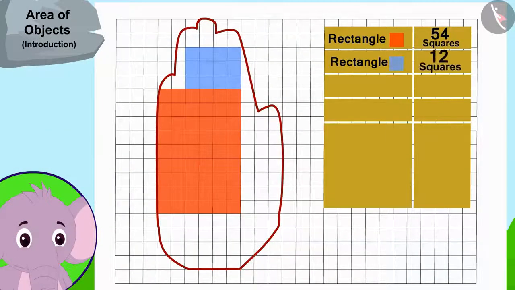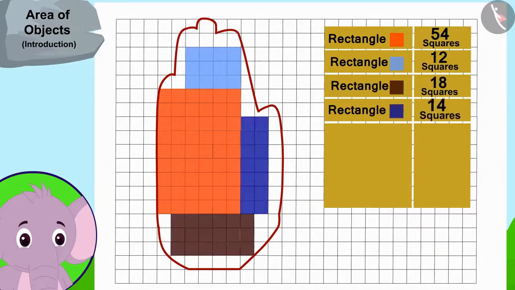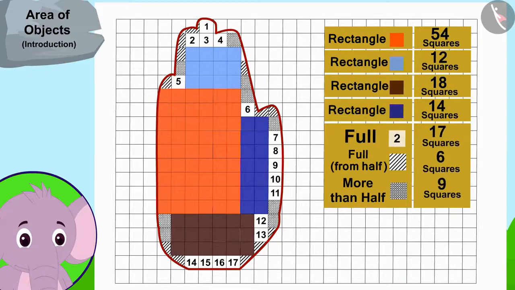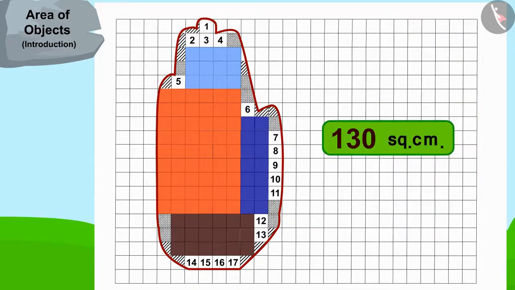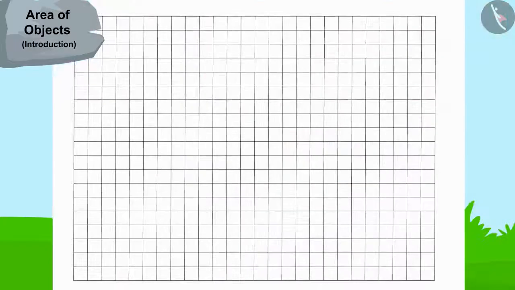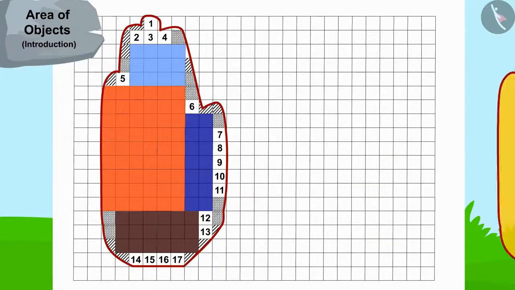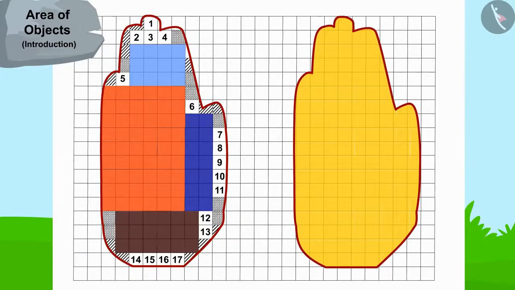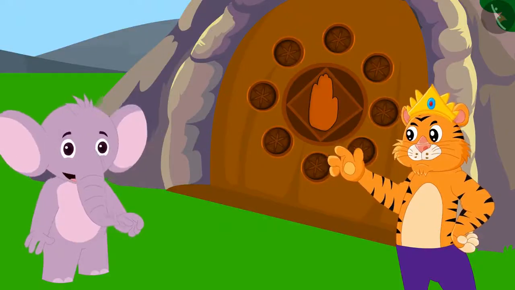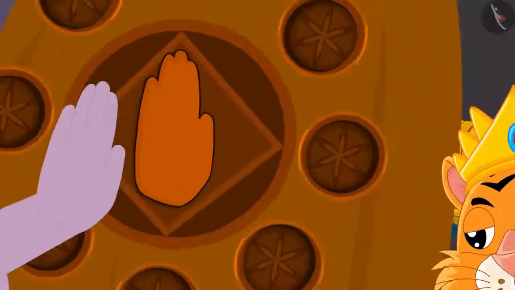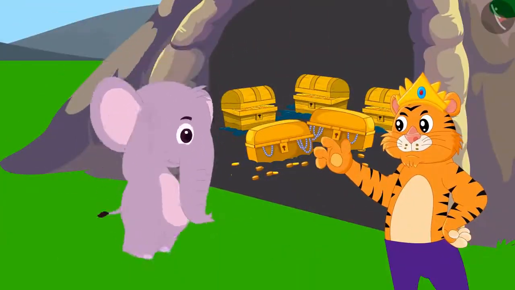You can also find the area of Appu's hand impression by making rectangles in this way. The area of Appu's hand impression is 130 square centimeters. Appu's hand impression matched the impression on the cave door. The king opened the door with Appu's help and gave him half of the treasure in return.